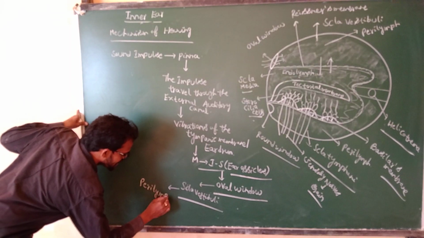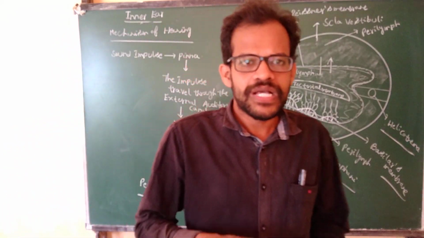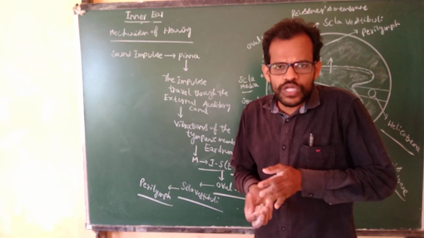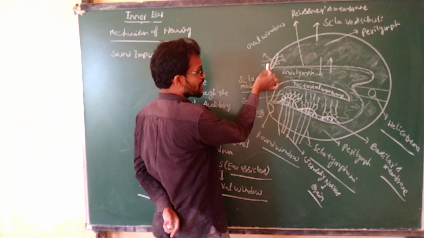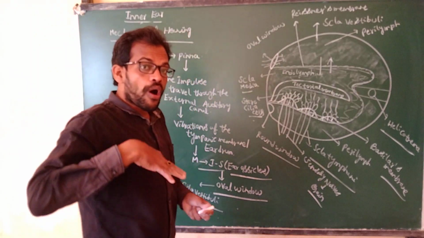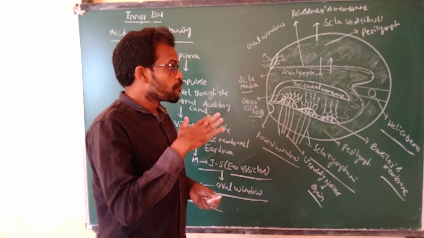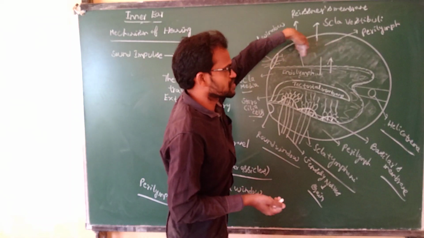The scala vestibuli consists of perilymph. Once sound waves pass through the oval window into the scala vestibuli, which consists of perilymph, all the sound waves move like a movement. The sound impulses continuously pass along as movement.